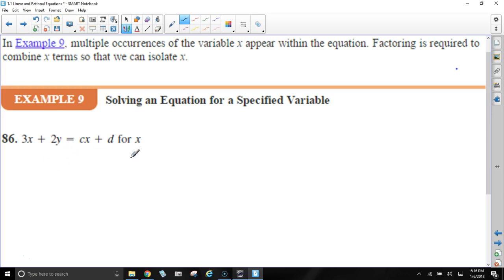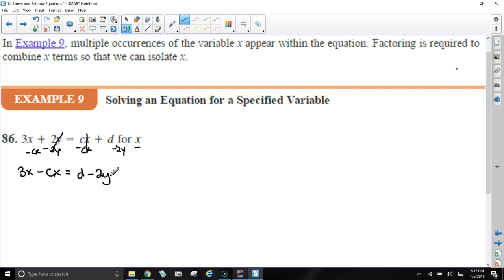The first step on tackling a problem like this is to gather up the terms that have an x on one side and the terms that don't have an x on the other side. Here's one way to do it: subtracting cx from both sides, and subtracting 2y from both sides. After we get some things cleaned up, that's going to leave us with 3x minus cx equals d minus 2y.